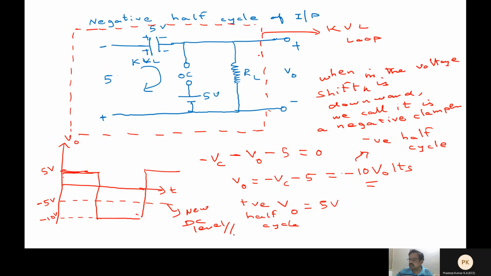Okay, so with this we complete the clamper circuit with some examples, but there are a number of examples in the textbook which is given to you. Please go through all of these examples and get ready with the fundamental knowledge acquired through the class. In the next class we will be seeing the rectifier. Okay, thank you.